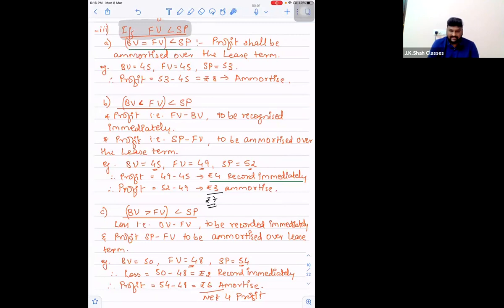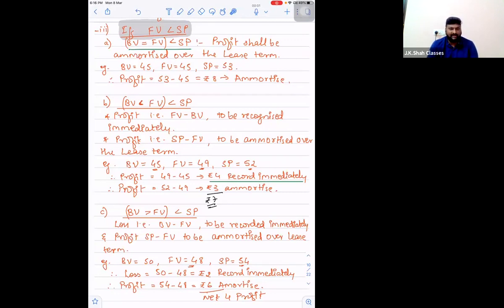Right? So please understand, since book value and fair value are the same, the profit, that is selling price minus the book value, the total profit, I can say that it is that part of the profit which is because of the result, selling price is greater than fair value. So the entire profit that will come over here has to be amortized. Has to be amortized. Because book value and fair value are the same.